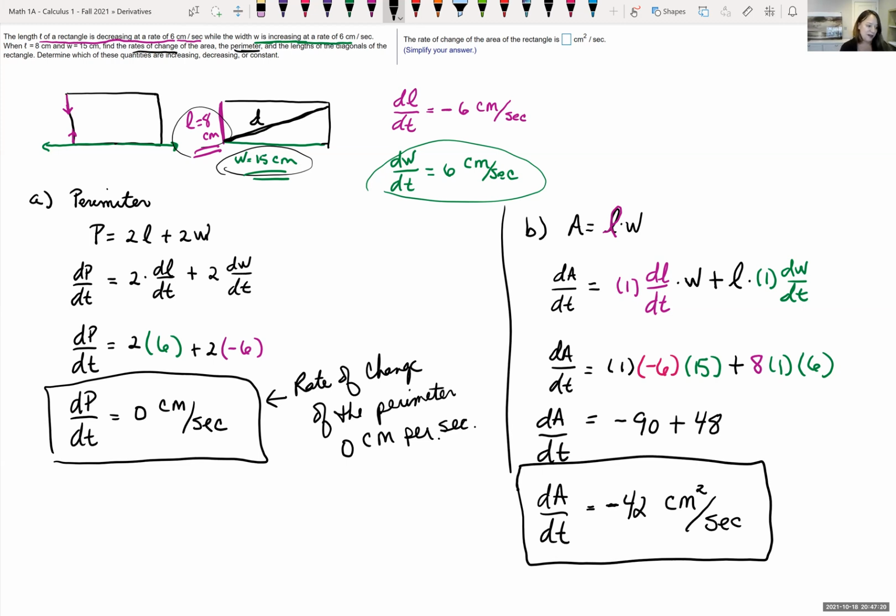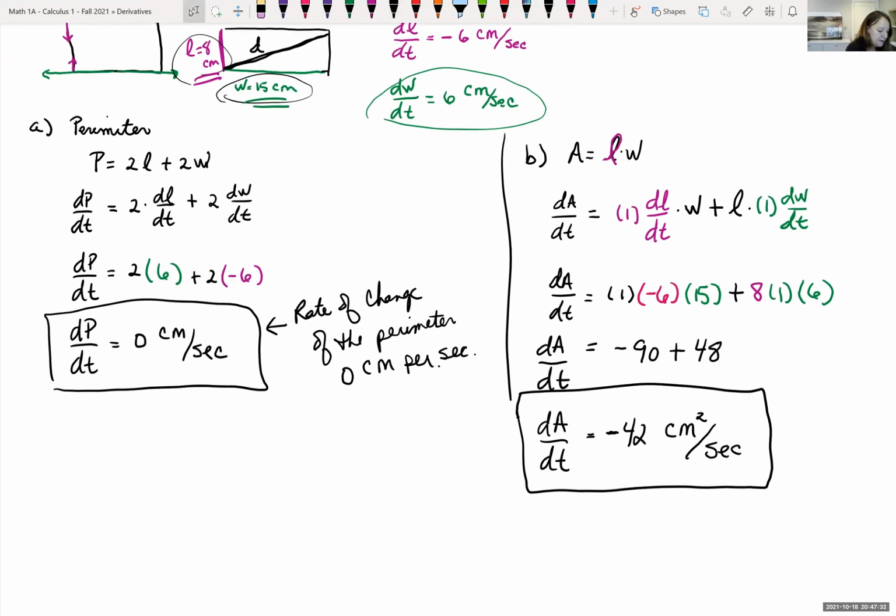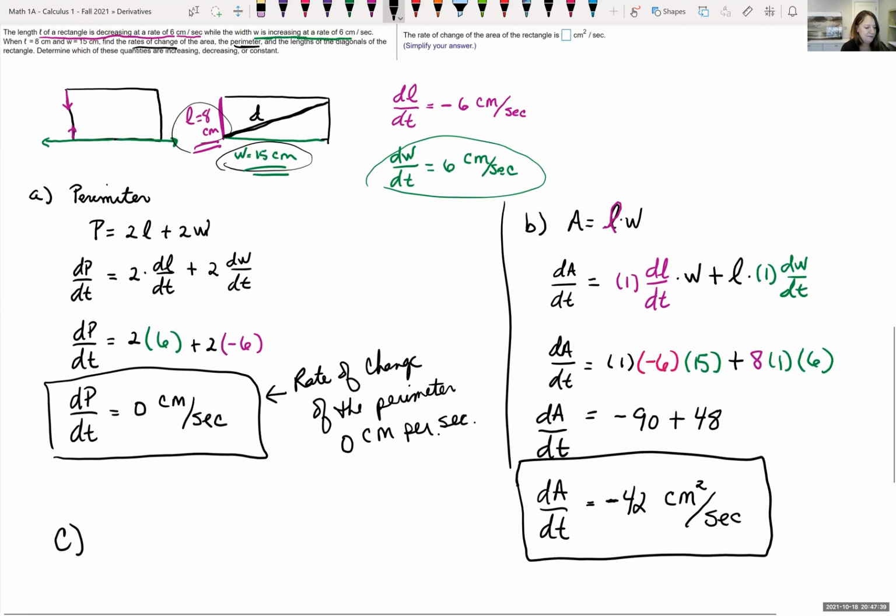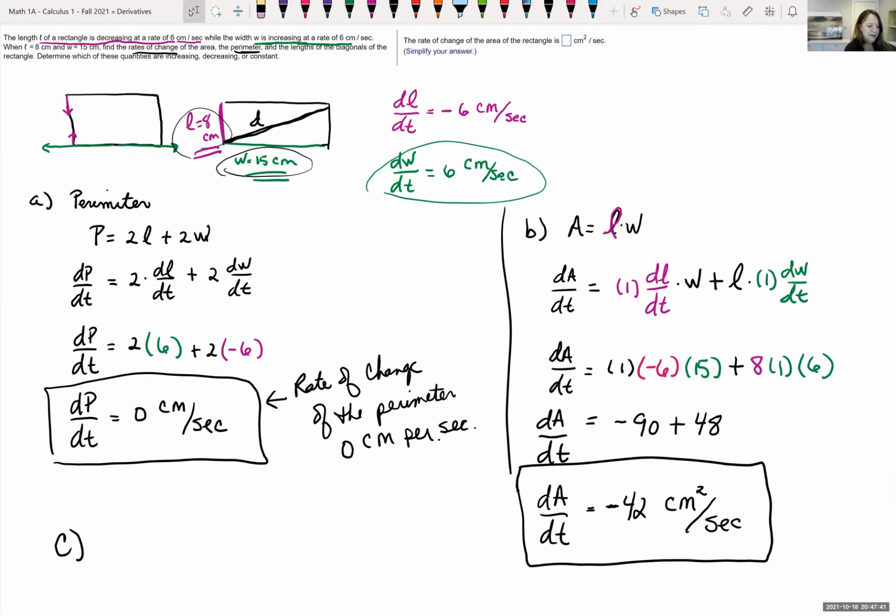So what do we know about the diagonal? We can use our Pythagorean theorem. In these problems, you're going to see a lot of use of right triangles. And so we want to find the rate of change of that diagonal. Maybe let's call the hypotenuse C. Okay, so we want the rate of change of our diagonal, so dC/dt. That's what we're trying to find.